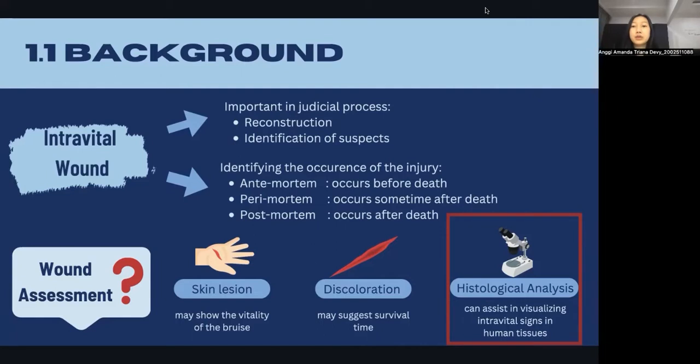Skin lesion may show the vitality of the bruise if there is macroscopic blood penetration of the soft tissue, whereas discoloration may suggest survival time. However, examination of the wound by the naked eye is clearly not a reliable method of proving the vitality of the lesion. Histological analysis and other stains can assist in visualizing intravital signs in human tissue.